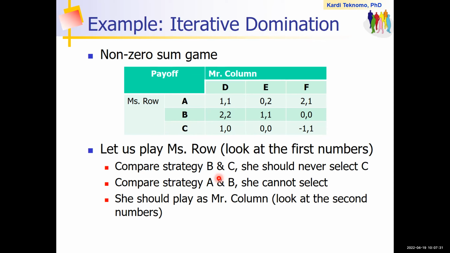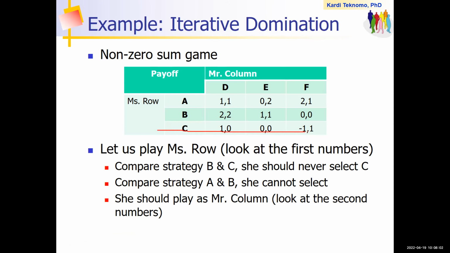Now compare A and B. Again, 1 and 2, 0 and 1, and then 2 and 0. So this is not dominated, because 2 is larger than 0, but here 0 is less than 1. So in that case, you cannot select among A and B. After that, you already deleted C. Let me do this with a pen.